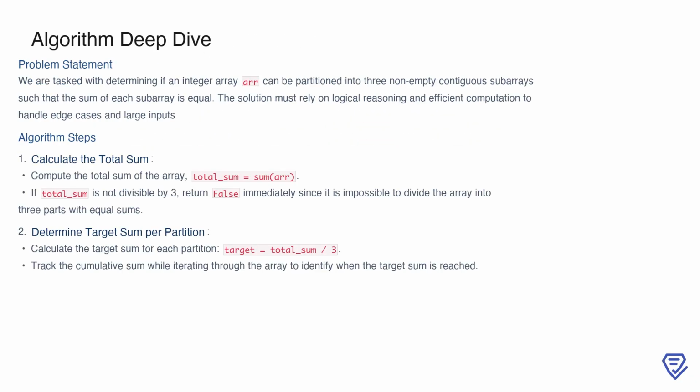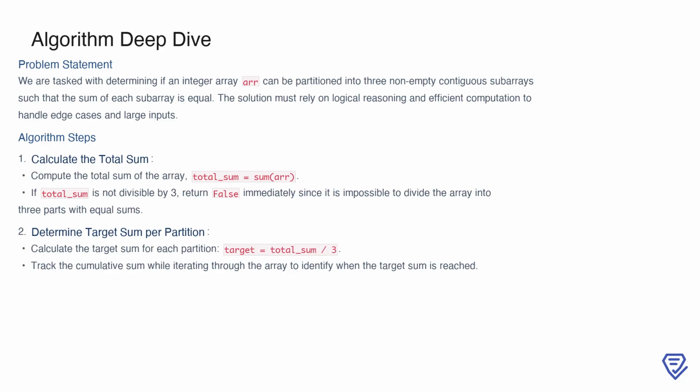In this problem, we aim to determine whether an integer array can be divided into 3 non-empty contiguous subarrays, each with the same sum. To start, the first step is to calculate the total sum of the array. If the total sum isn't divisible by 3, it's immediately clear that partitioning the array into 3 equal sum parts is impossible, so we return false right away. This step allows us to eliminate invalid cases early, saving computational effort.